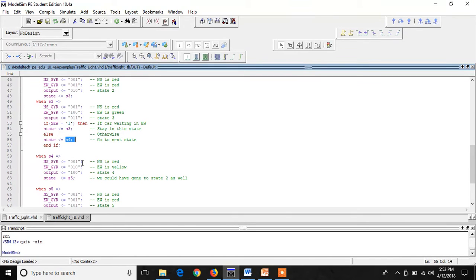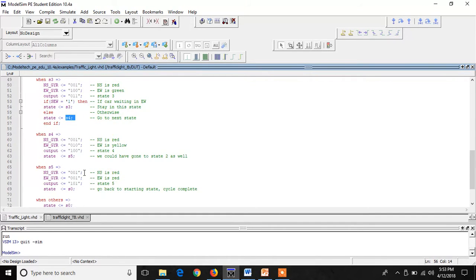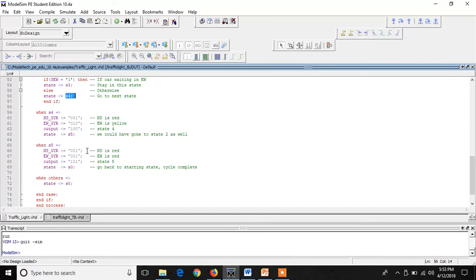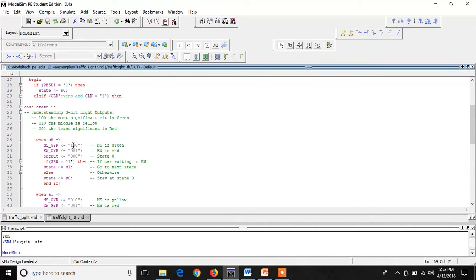And the next state is north-south is red, east-west is yellow, and the state is state 4. And then it's going to go to the state 5. This is the last state. North-south is red and east-west is red, and after this it goes back to state 0 where north-south becomes green again and east-west is red.